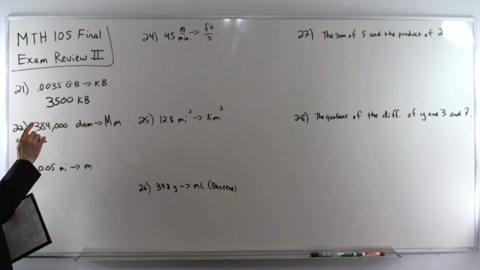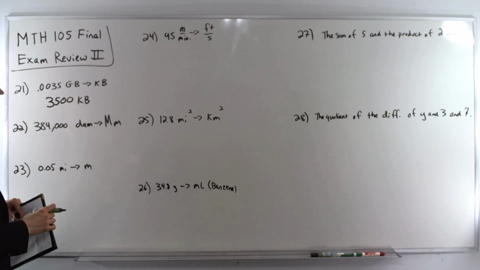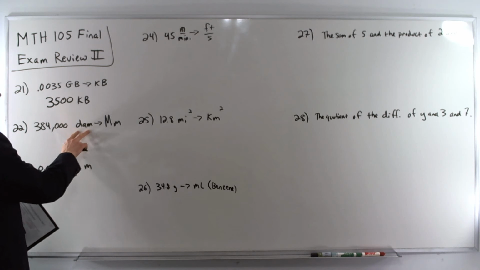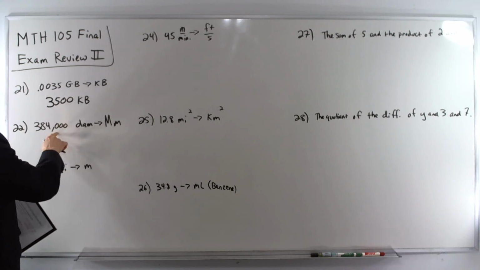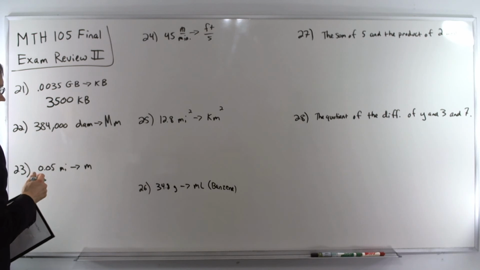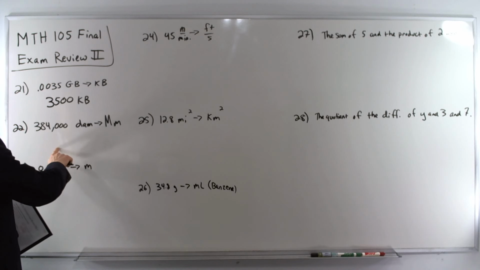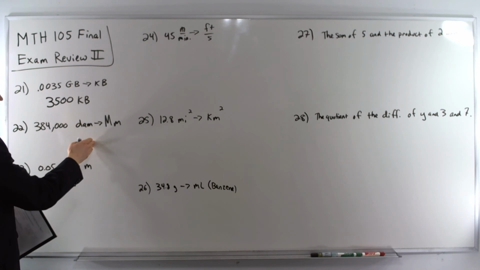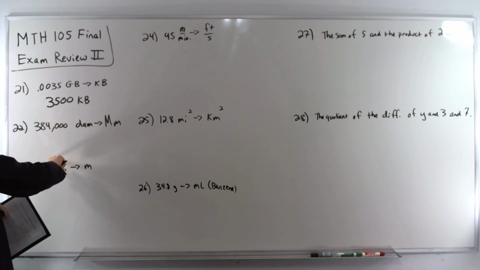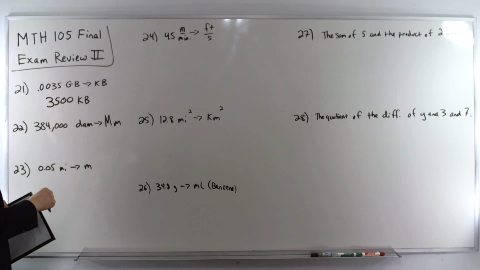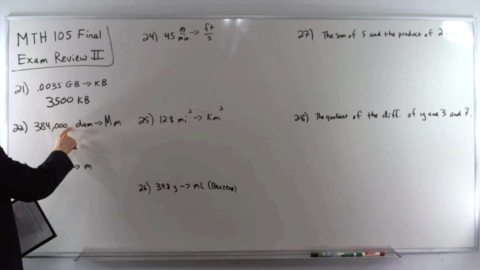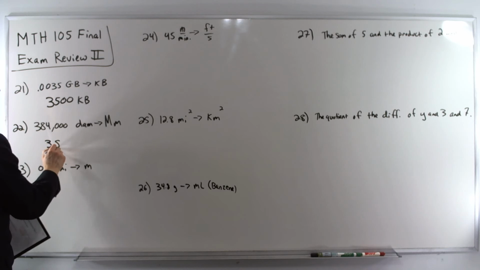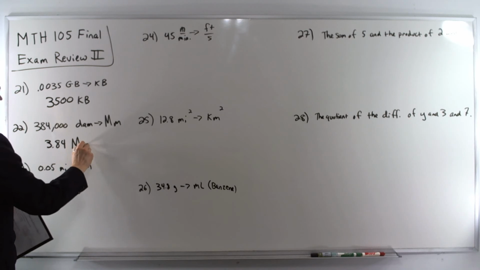Number 22, we're going to convert 384,000 decameters into megameters. Now in this case, we're going from a smaller unit to a bigger unit, which means this number is going to get smaller. Now from decameters, we have to go to hectometers and then kilometers. And from kilometers, we'll make a big jump up to megameters. So that is 5 places we need to move the decimal. 2 to get to kilometers, 3 more to get to megameters. So we're going to take this decimal and move it 5 to the left. 1, 2, 3, 4, 5. And we get 3.84 megameters.